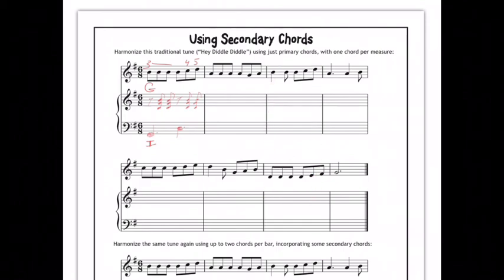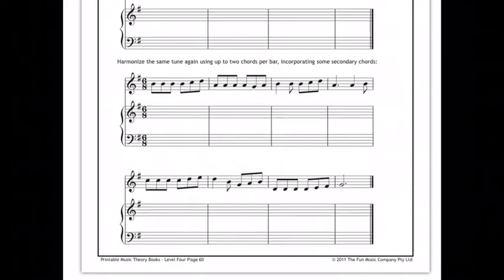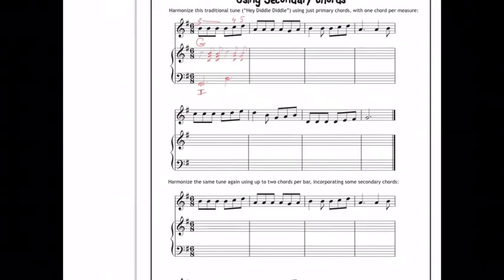As you get to the bottom, you're going to see that you use the same song, same tune again, but using up to 2 chords per bar, and incorporate some secondary chords. So here, in the first bar, where originally I had done just a 1 chord on the top, right? Hey diddle diddle the, right? I could go to a 3 chord halfway through the bar. Hey diddle diddle the, and carry on from there.